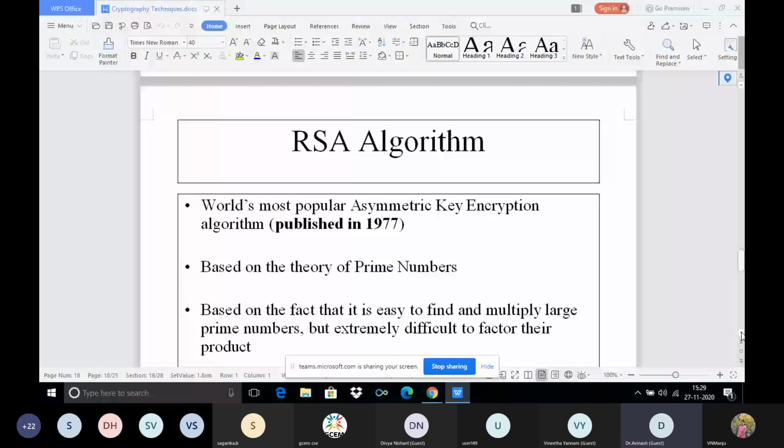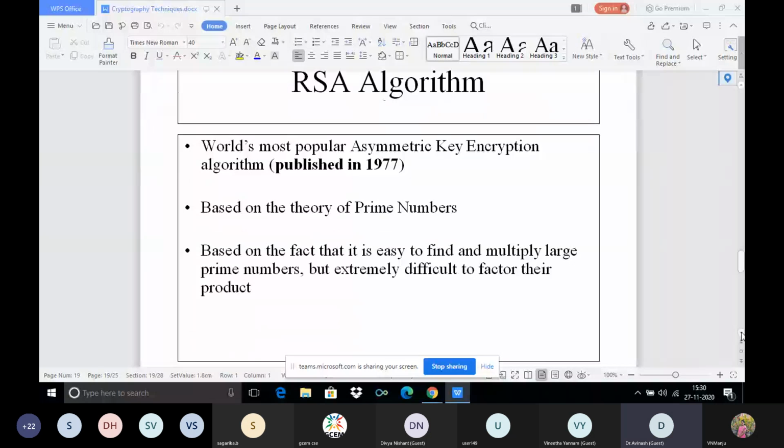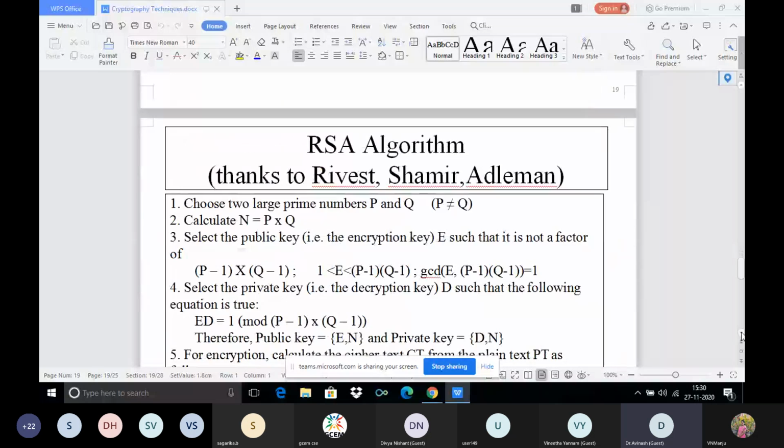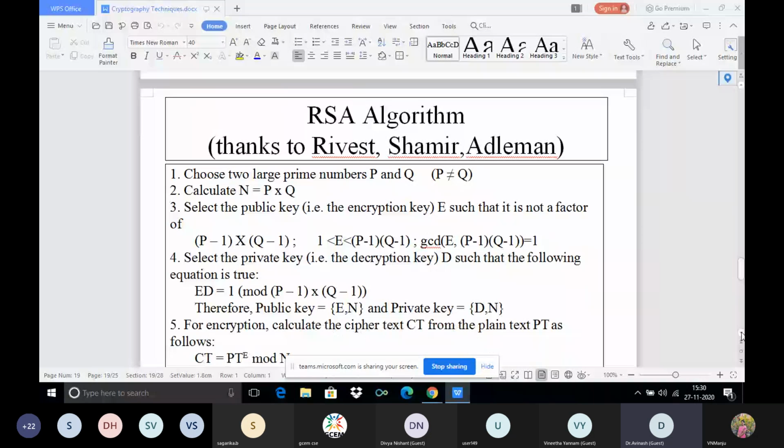It was based on the fact that it is easy to find and multiply large prime numbers, but extremely difficult to factor their product. So this is how the RSA algorithm works. The name RSA was given because of three persons, Rivest, Shamir and Adleman, who together discovered this algorithm.